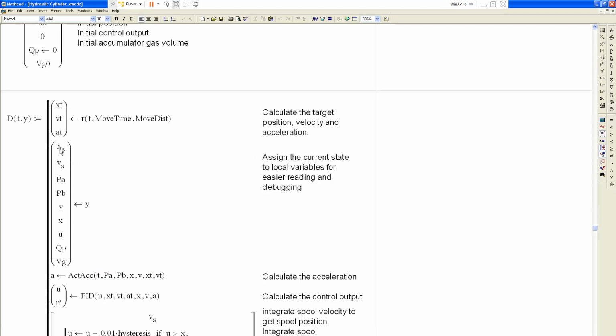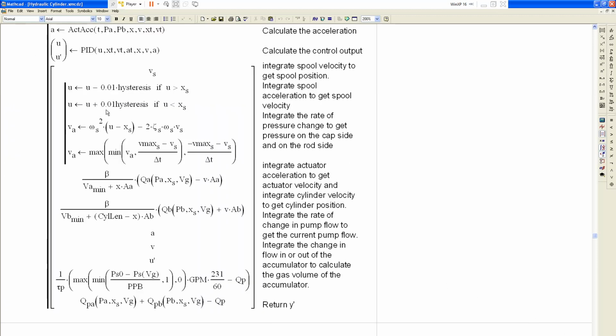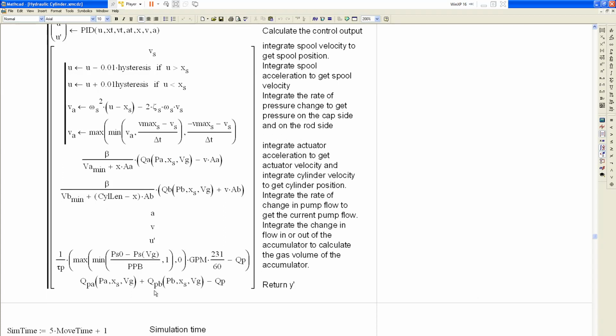I've got a state of the spool position, velocity, pressure in the A volume of the cylinder, the pressure in the B volume on the rod side, the velocity of the actuator piston, the position of the piston, the control output, the flow of the pump, and the gas volume within the accumulator, which is trying to keep the pressure constant. And this is all the math required. You can see that this is 9 differential equations here. I'm not going to go into all the details because that's not that important.